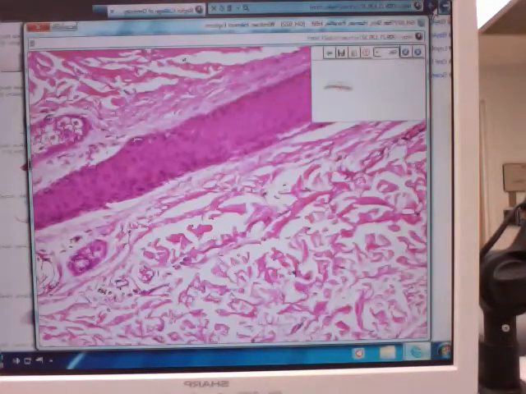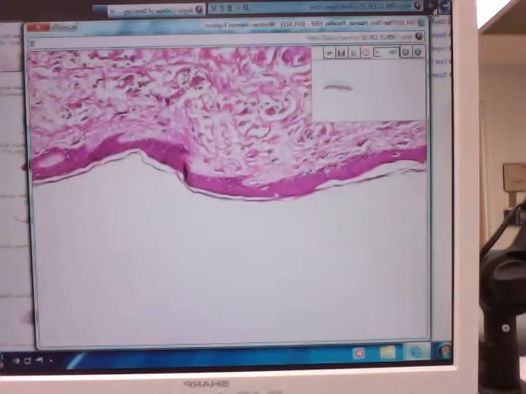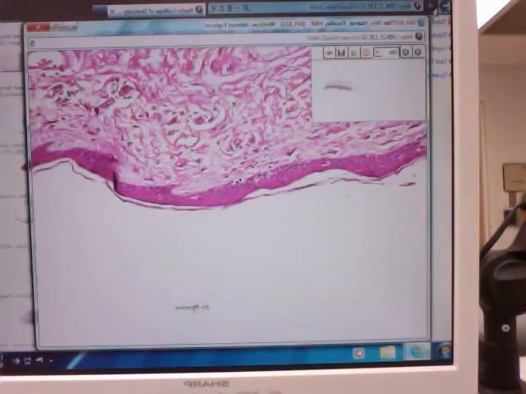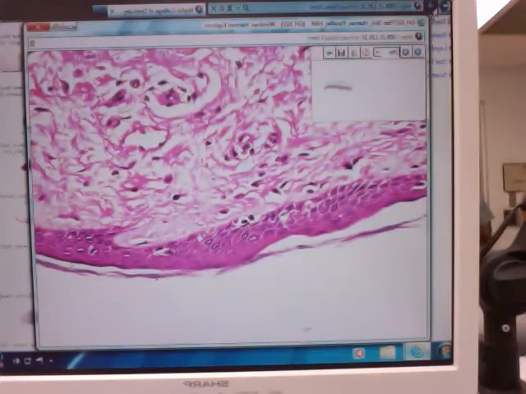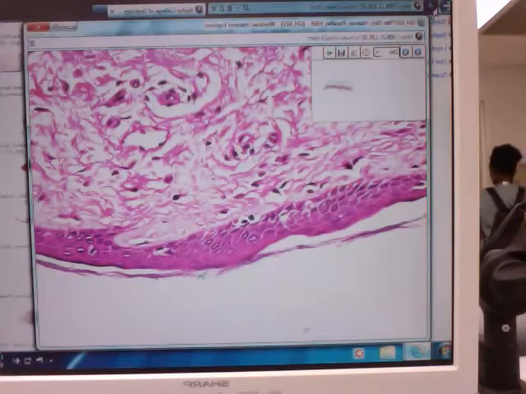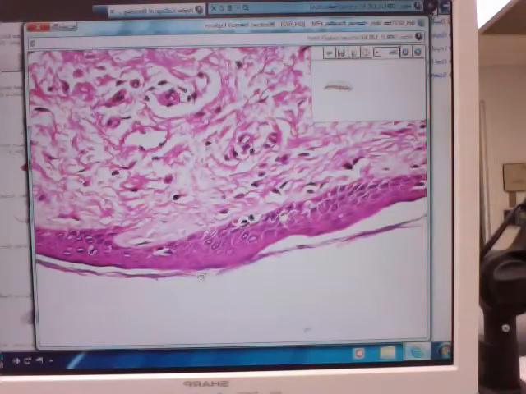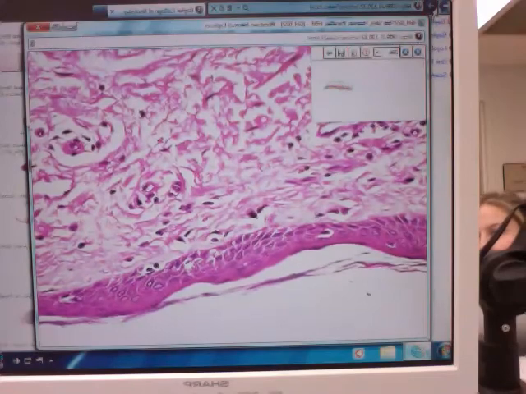Okay, and then we come in and look at this slide. This also is stratified squamous keratinized epithelium. The difference is, you'll learn soon, this is thin skin as opposed to the thick skin we saw a minute ago. So the layers are thinner, one of the layers is missing, but we still have that outer cornified layer of dead squames of cells, so it's still a keratinized epithelium. So stratified squamous keratinized through here. Still have this loose connective tissue underneath.